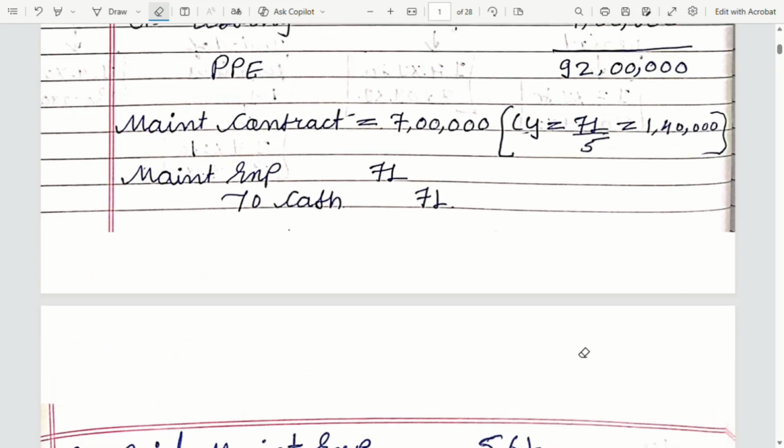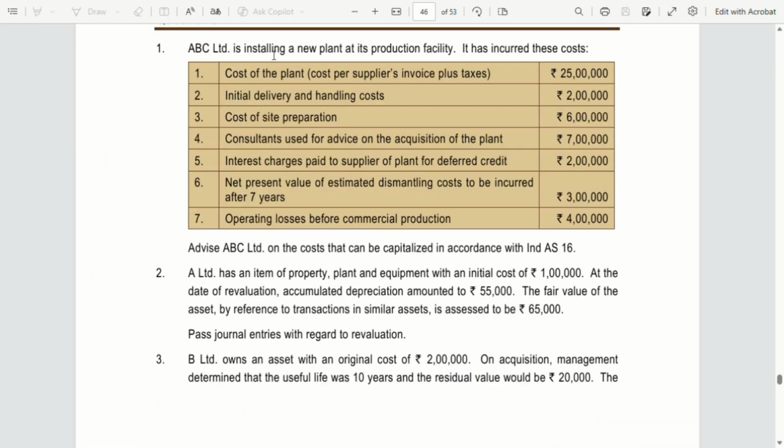Okay. ABC Limited is installing a new plant at its production facility. It has incurred this cost. Cost of the plant, cost per supplier's invoice plus taxes. Okay, we'll assume that taxes are non-refundable. So we are going to include this whole 25 lakhs.